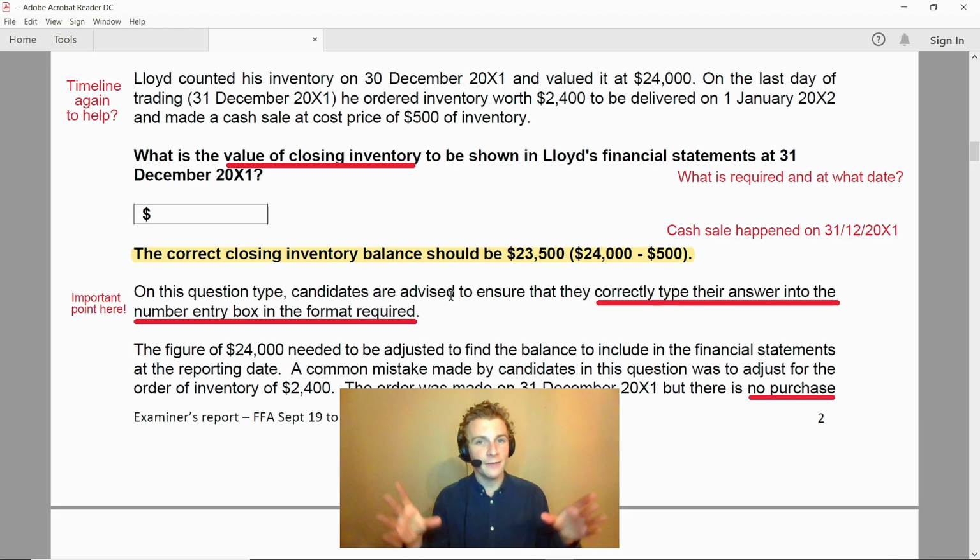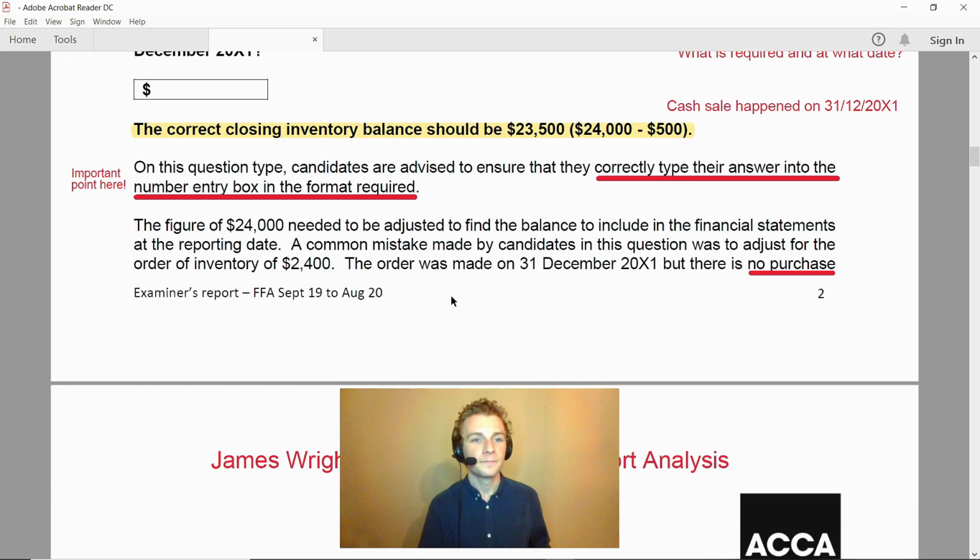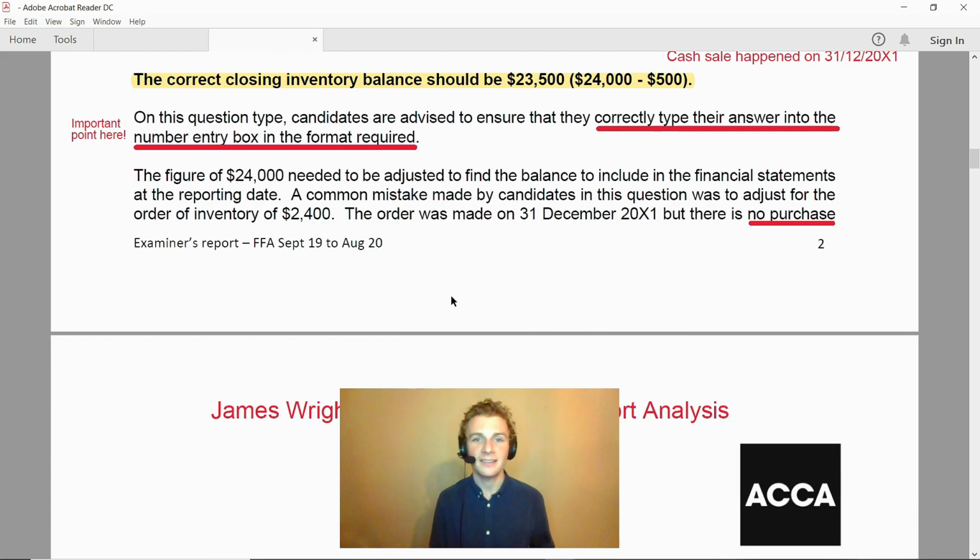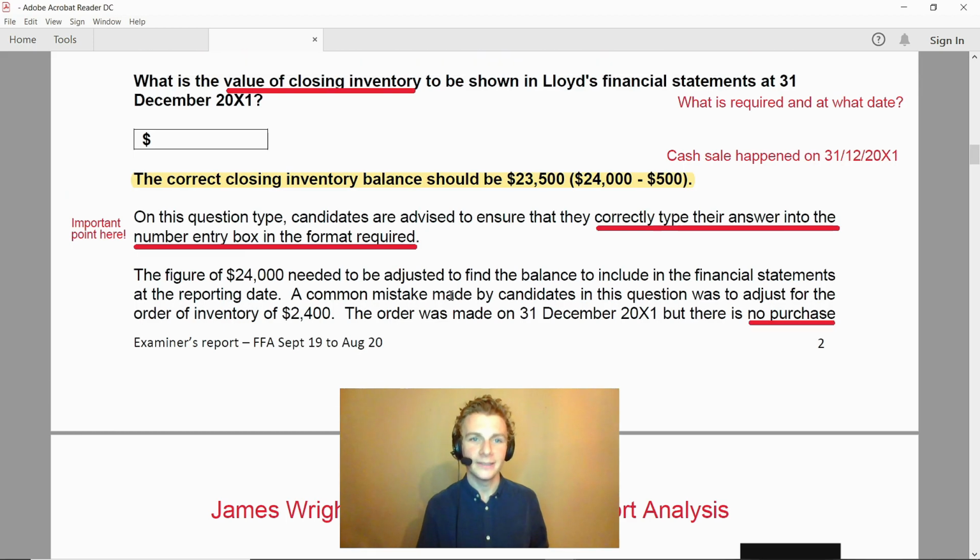So you've got to be so careful when reading the requirement and understanding what fits into what piece of the timeline. So let's go through the actual comments below. So on this question type, candidates are advised to ensure they correctly type their answer into the number entry box in the format required. Critical point there, as you can see by my note on the side. The thing I want to highlight on here is the 23,500 because some boxes actually have 3 zeros on the end. So I can sort of wave my mouse on here.